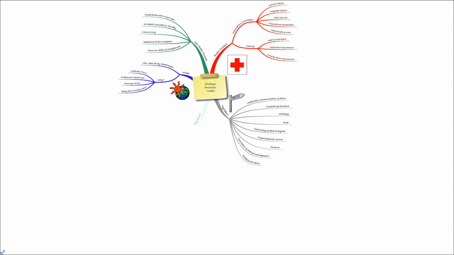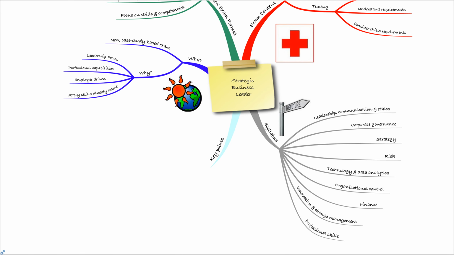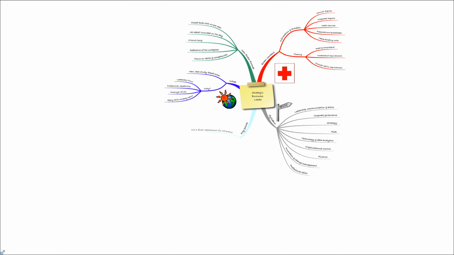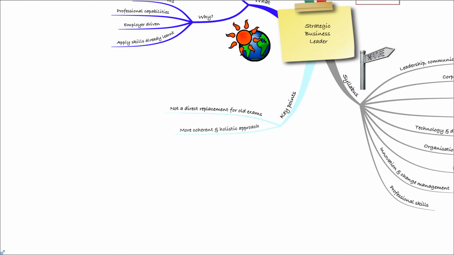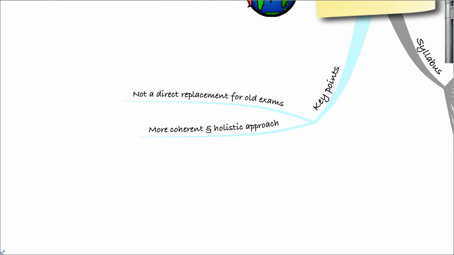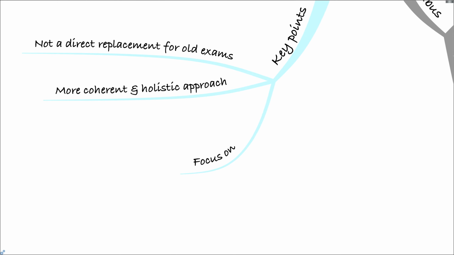So the key points when it comes to this Strategic Business Leader is that it's not simply a direct replacement for the old exams. It's a new way of thinking about things. It's got a more coherent approach to it. It's got a more holistic approach, which means that we're trying to meld together all of these things, and we're trying to make sure that the students who sit and pass this exam have the skills and competencies that employers are looking for. Therefore, there's a focus on three main things.